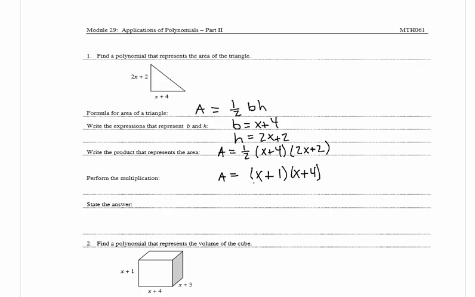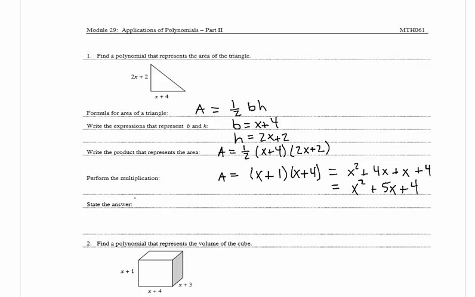And now we want to multiply these two binomials. So we're going to FOIL. And this will be x squared, x times x, plus we have x times 4 is 4x, plus 1 times x is equal to x, and 1 times 4, so plus 4. And this is equal to x squared plus 5x plus 4.